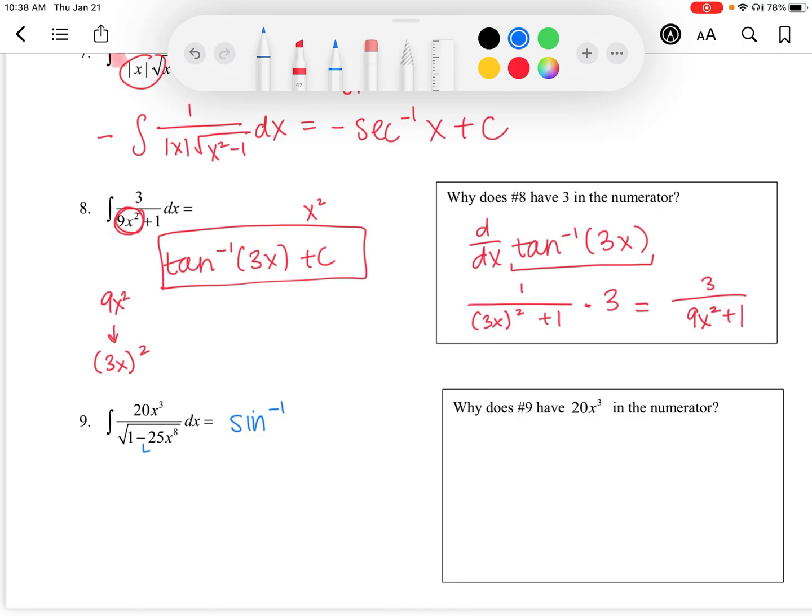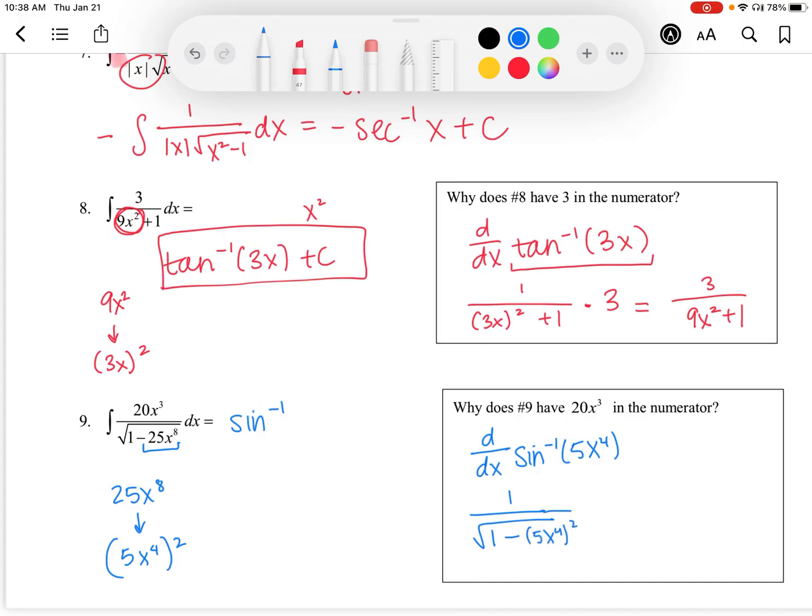And now we need to figure out what's going to go inside of that function. So to do that, I'm going to look at my 25x to the 8th. So it's normally whatever is inside of my inverse sine squared. So that's normally an x squared. So if I have 25x to the 8th, well, that's the same thing as 5x to the 4th squared. So let's come and check with our derivative. If I'm trying to take the derivative of an inverse sine of 5x to the 4th, normally it would be 1 over the square root of 1 minus my inside squared, so 5x to the 4th squared. And then I need to multiply by that inside using our chain rule.